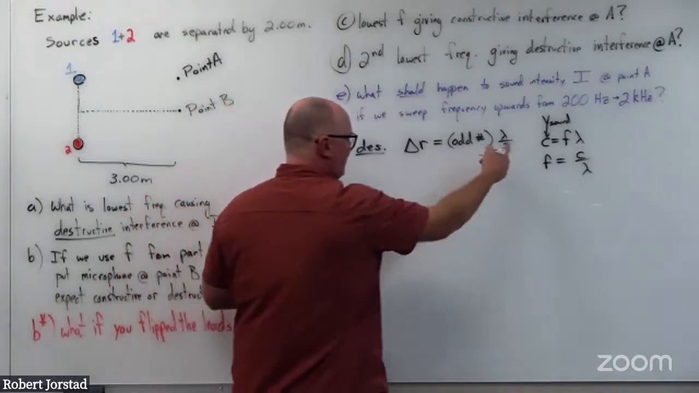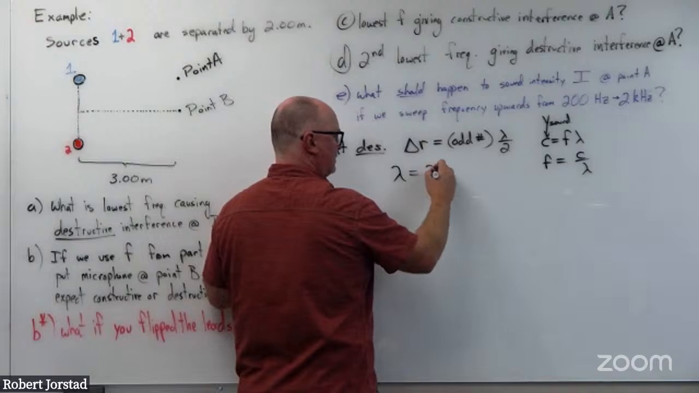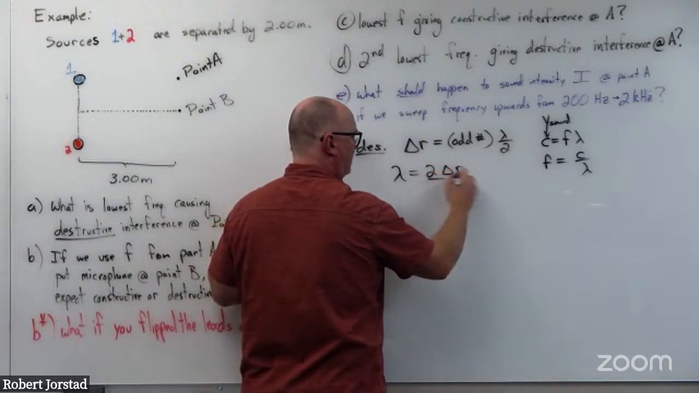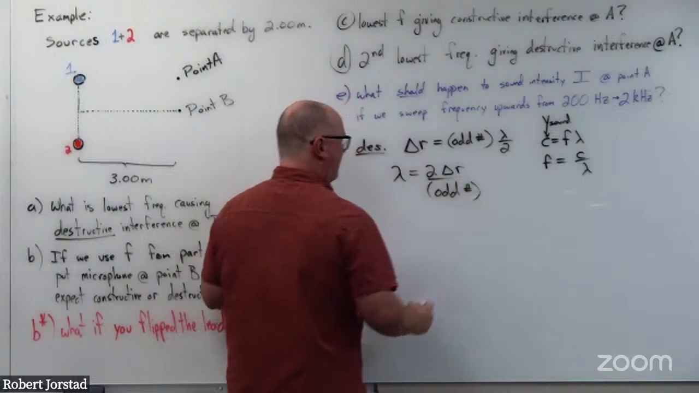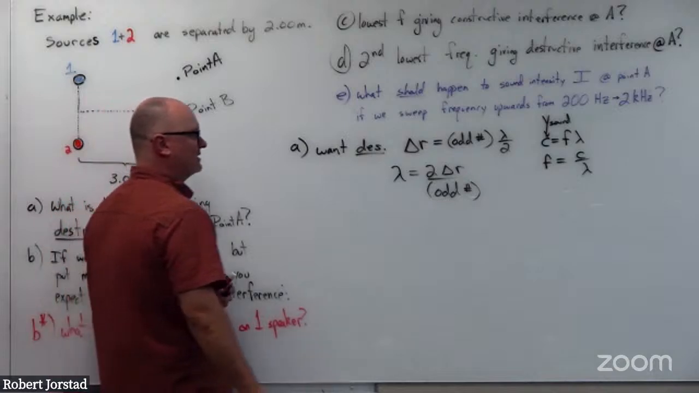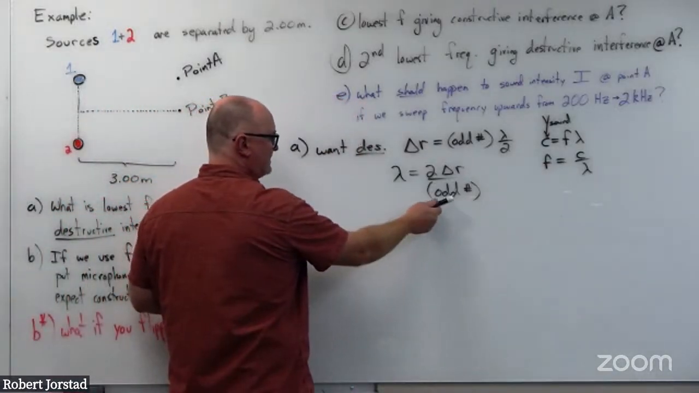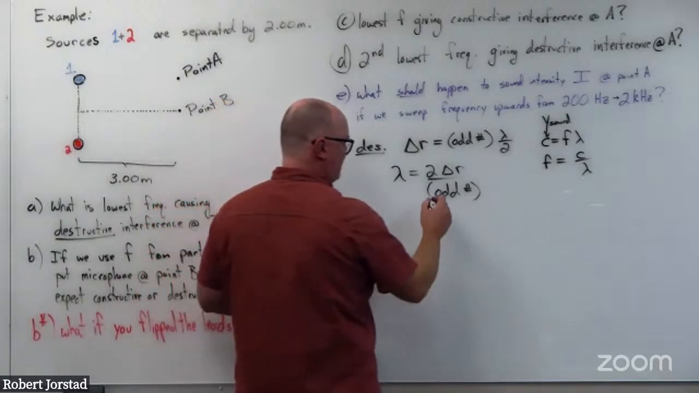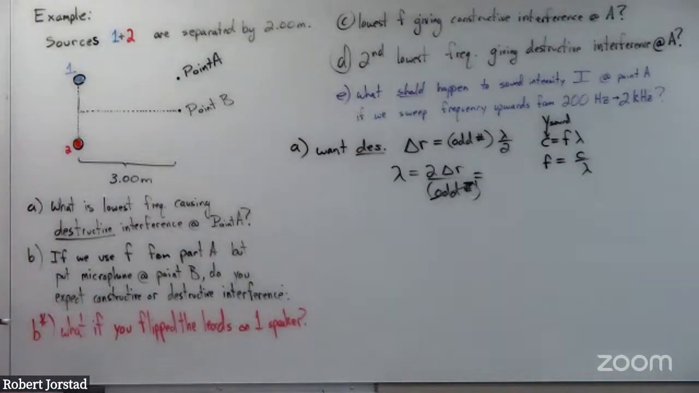Well, let's look at what lambda is. Lambda is 2 delta R over an odd number. If I want lambda to be as big as possible, to make the frequency as low as possible, I want to use a small odd number. The smallest odd number is 1. Now all I need to do is figure out that path length difference.